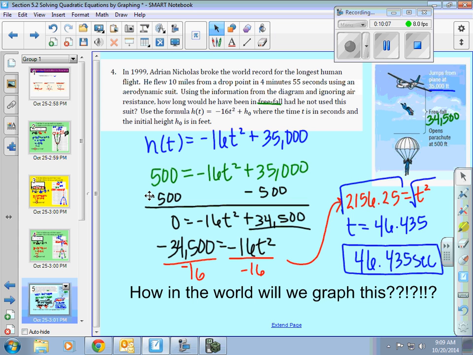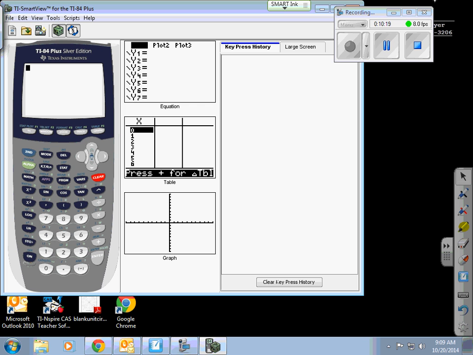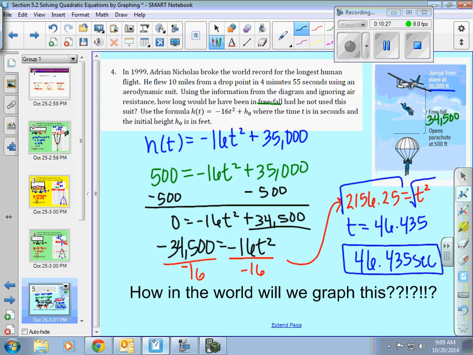Then it says, how in the world will we graph this? Well, the nice thing is we have technology and we can go ahead and graph this on our graphing calculator. I'm going to walk through how to do this on the TI-84 quickly, just to get an idea of how you could use it. On your TI-84 you go to y equals, and you put in the equation that we have, the one where you have 0 equals in standard form.